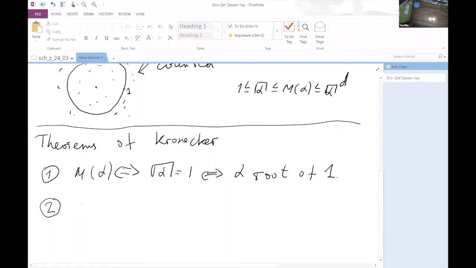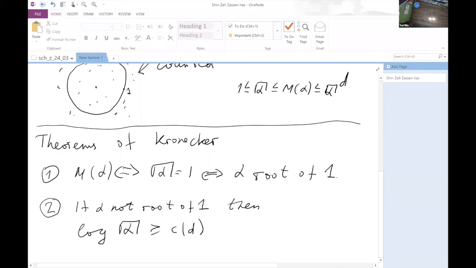So if alpha is not a root of unity, then it will be more convenient for me to write not that alpha is separated from 1, but that log alpha is separated from 0 by some quantity depending only on the degree, some positive number.